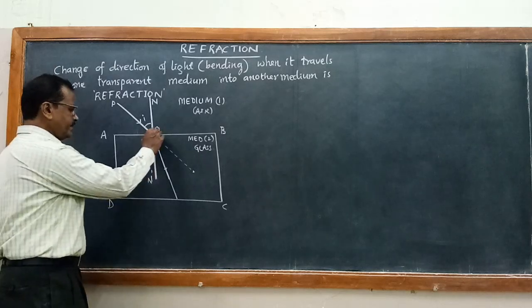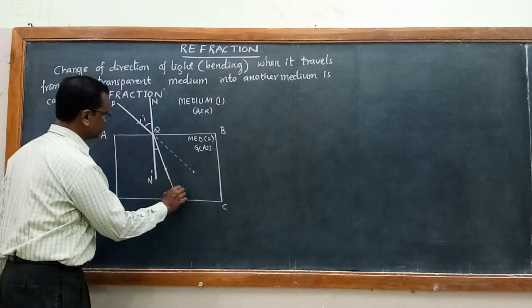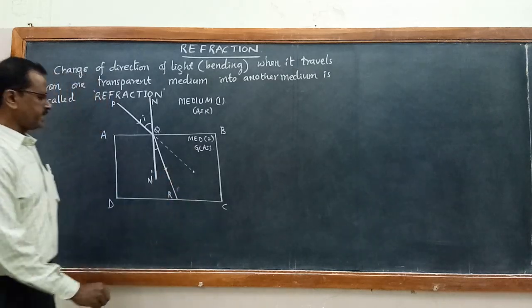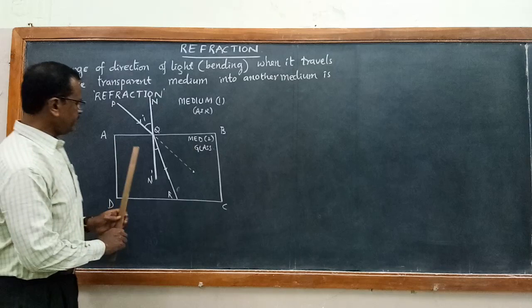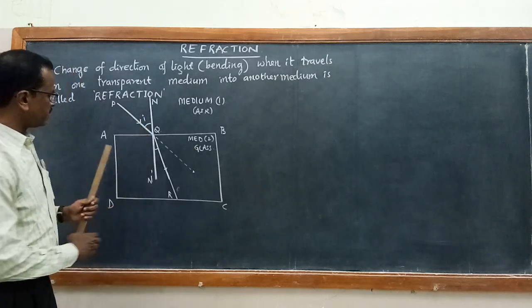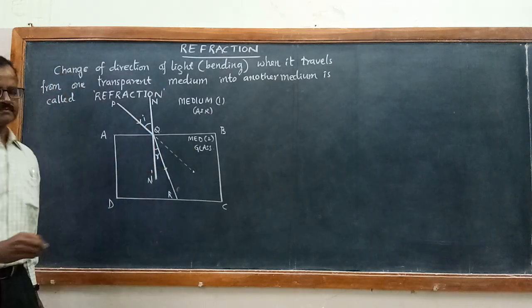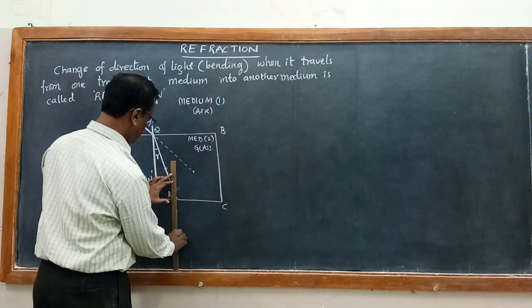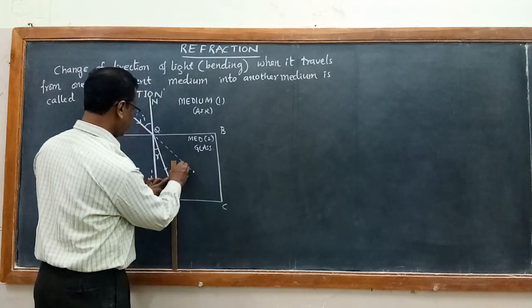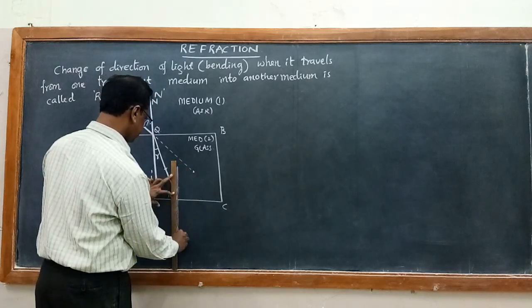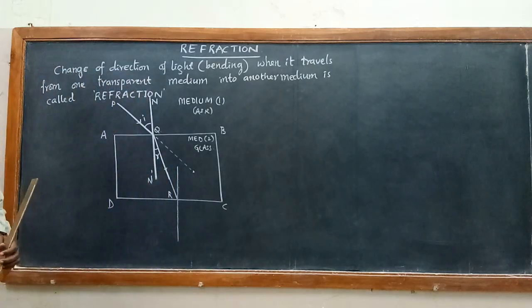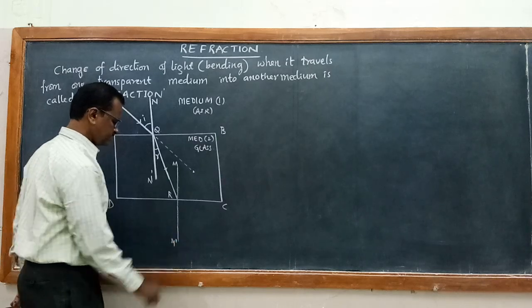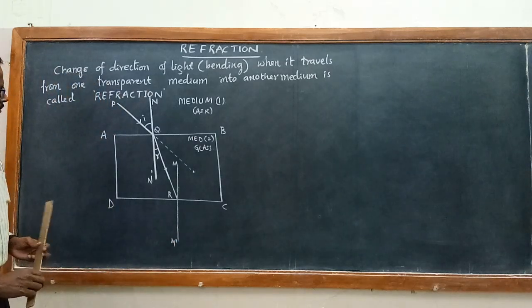Then the angle made by the refracted ray, now I am going to call this QR the refracted ray. The angle made by the refracted ray with the normal is called the angle of refraction. And here, if I draw one more normal where the ray of light is going to emerge, I am going to call this one M dash. M dash is another normal.